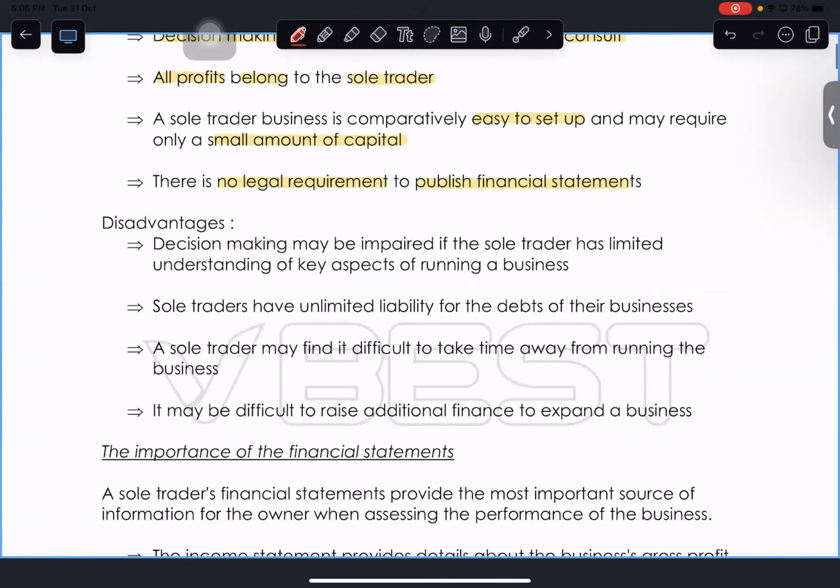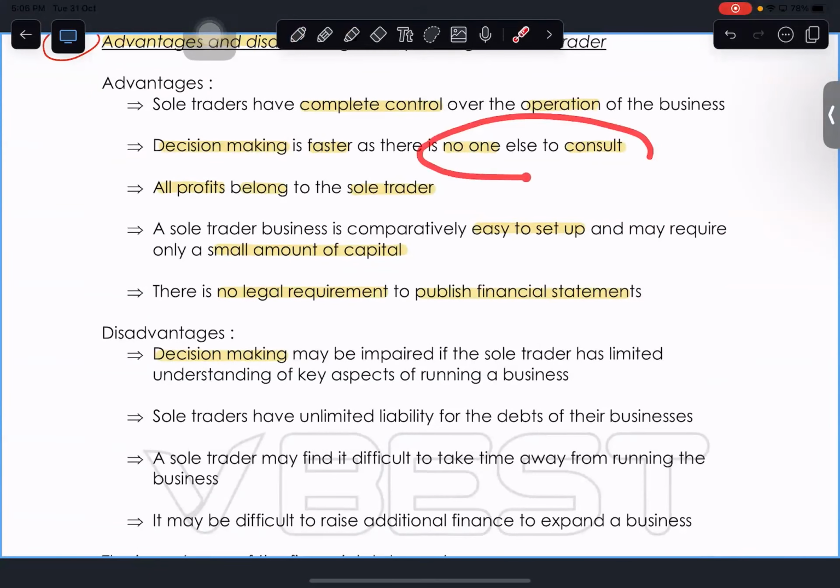And then the next one is disadvantage. Okay, disadvantage is about decision making. Okay, we already say you no need to consult anyone, but doesn't mean that the decisions you make are correct. Maybe you did something wrong, so your decision making may be impaired because you have just limited understanding. Maybe some of the things that you did will be wrong.